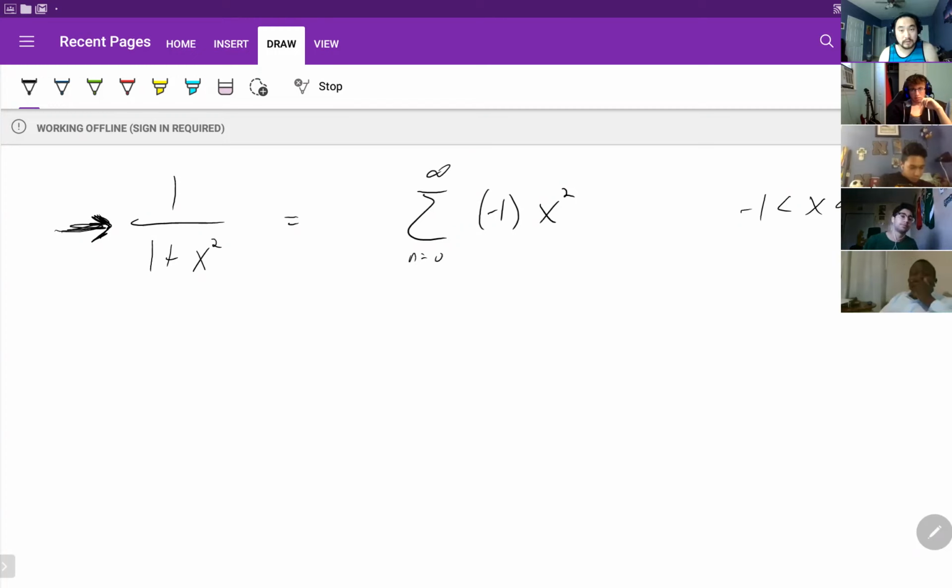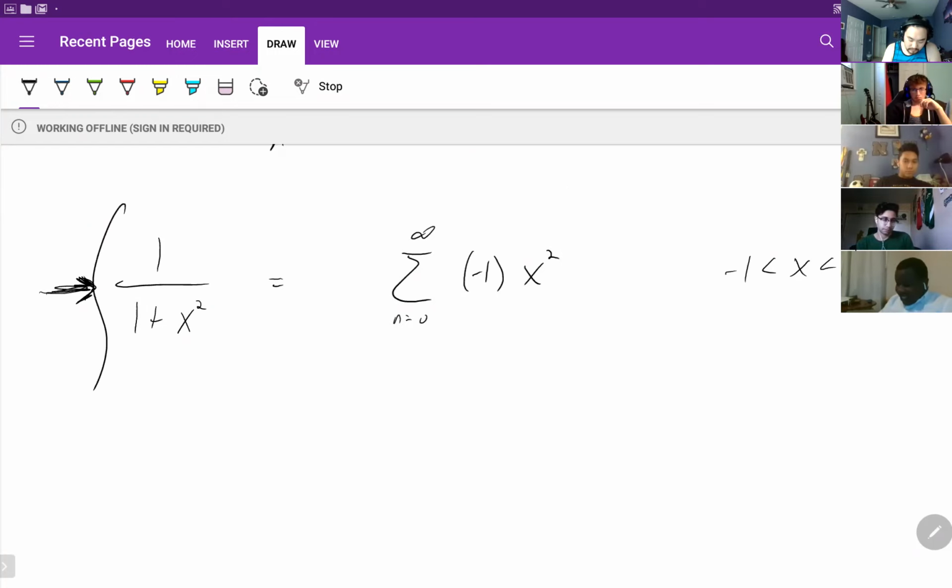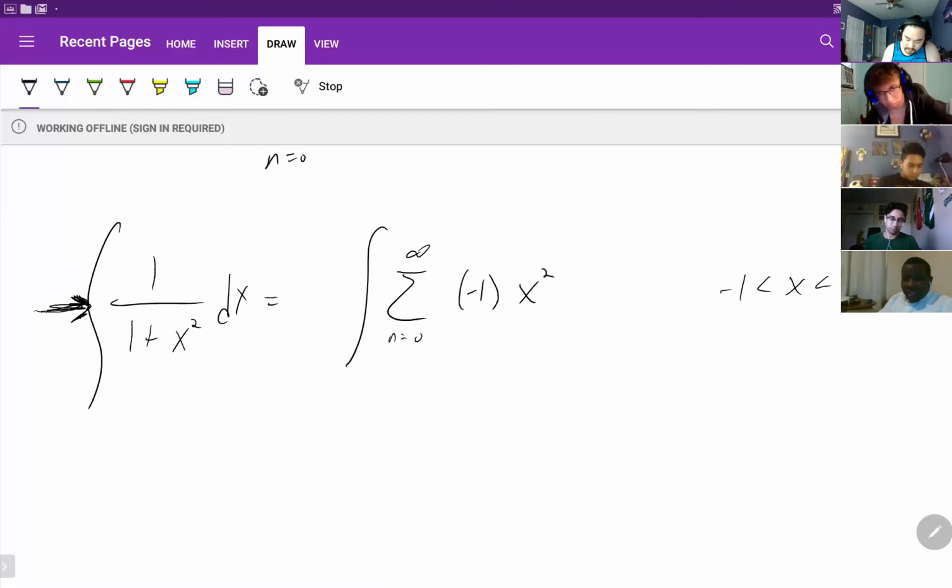So what are we going to try to do here? We are going to try to find the series representation of inverse tan. Sound cool? Okay, so watch. Here's the move. I'm going to integrate both sides. Oh man, worlds colliding, right? Integrals and sums. So I'm going to integrate both sides.